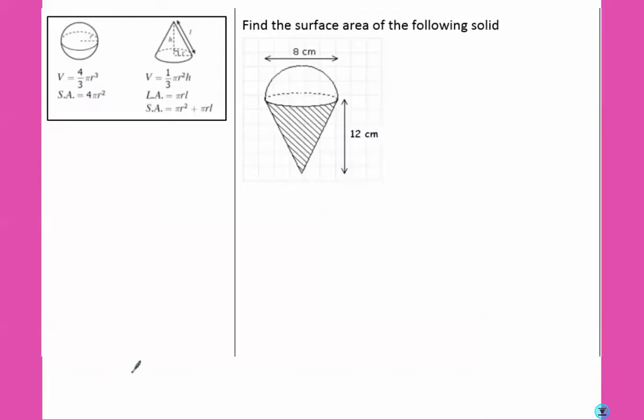Let's try one again where we have two shapes combined. Find the surface area of the following solid. So we want to know, basically it would be like if we were putting a wrapper on the ice cream cone. So we need to make calculations for the ice cream part and for the cone part.